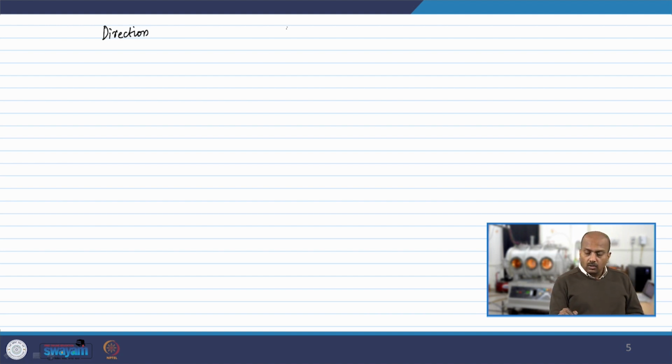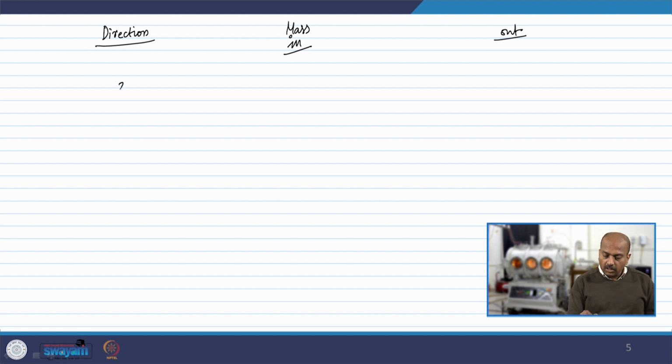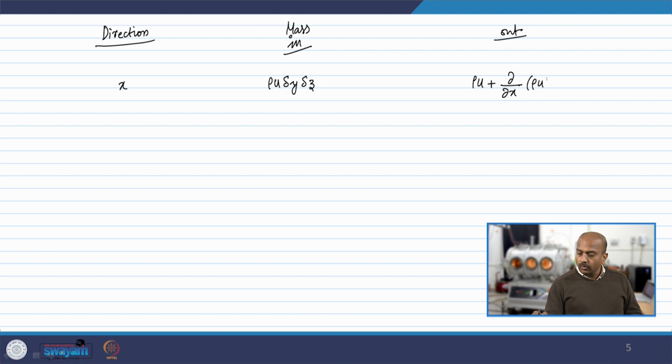Okay. So, this is the mass flow rate in and out, coming in and going out. Let us say the direction is along x, which we have done just now. The inflow is rho u delta y delta z, and the outflow will be rho u plus dou by dou x of rho u times delta x, multiplied by delta y delta z. Always remember, delta y delta z is the perpendicular area element along the direction that you have considered.